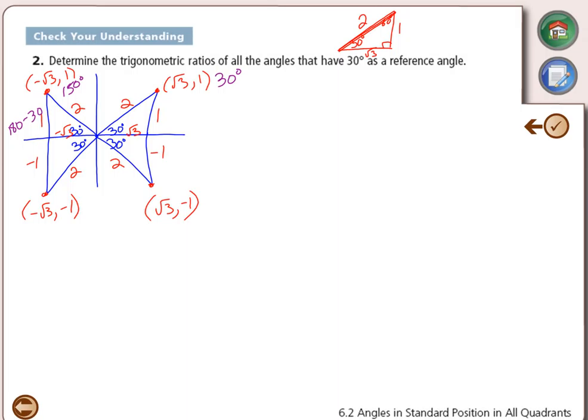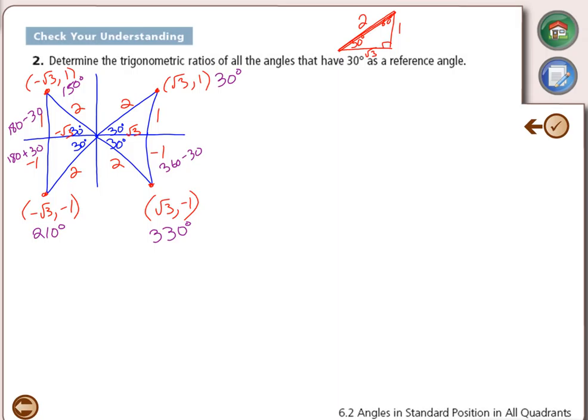In quadrant 3, we're 180 plus the 30 degrees. So that means we're 210 degrees. And in quadrant 4, we're 360 minus the 30 degrees. And that gives us 330 degrees.